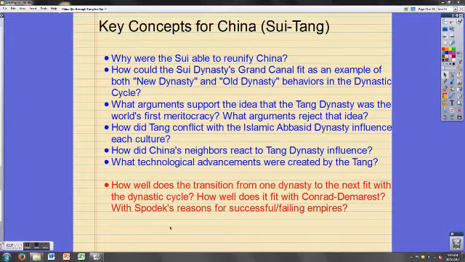Also, don't forget about Conrad Demarest. Even though the Han dynasty is the only one that's actually on your chart, the Conrad Demarest model can still apply here, as with any other empire or transition between them. Take a few more moments to read through these key concepts.